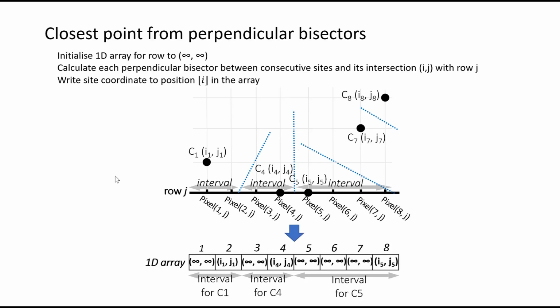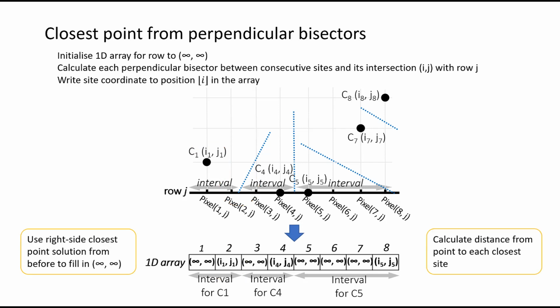Once we have the list of sites, we calculate the intersection between the row and each of the perpendicular bisectors between consecutive sites. Here, the perpendicular bisector between C1 and C4 intersects at x equals 2 once we've rounded down. The left site is C1 with coordinates I1, J1. Therefore, I1, J1 is written to position 2 in the array.